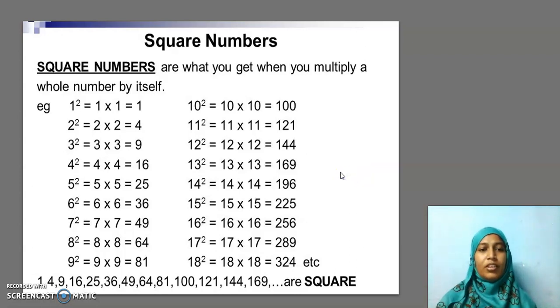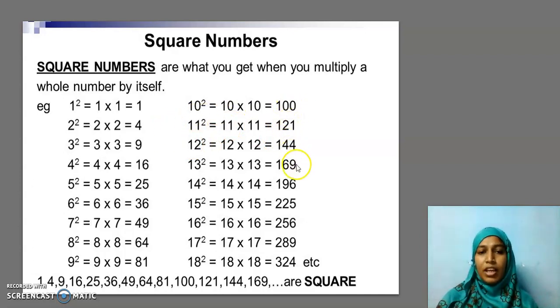Hi children, now let's continue with the Pythagoras theorem. As I have already told you in the previous video, I will show you about square numbers. If I had introduced the square numbers earlier, you may not understand why it is necessary. Now after doing a few examples, you know the necessity of this.